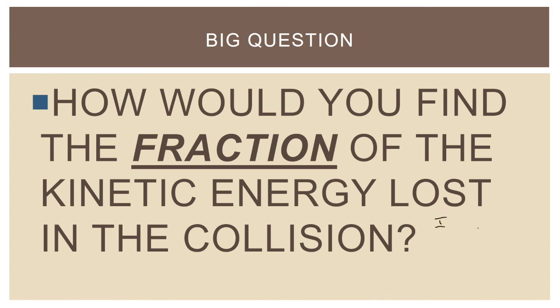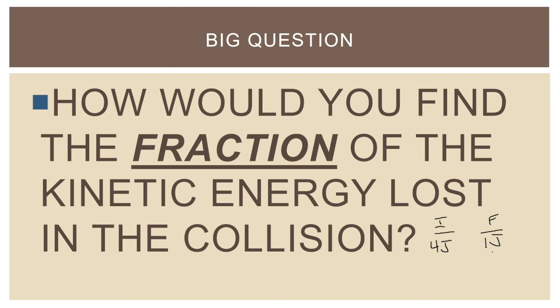Let's say initially, I'm just going to put I and F here for initial and final. Let's say initially a system between the two objects has a kinetic energy of 4 joules. And at the end, the system has a kinetic energy of 1 joule. How much kinetic energy was lost? Well, it should be obvious to everybody that 3 joules is lost. But the question is, what is the fraction? I hope everybody's with me that it's 3/4 of the energy is lost.